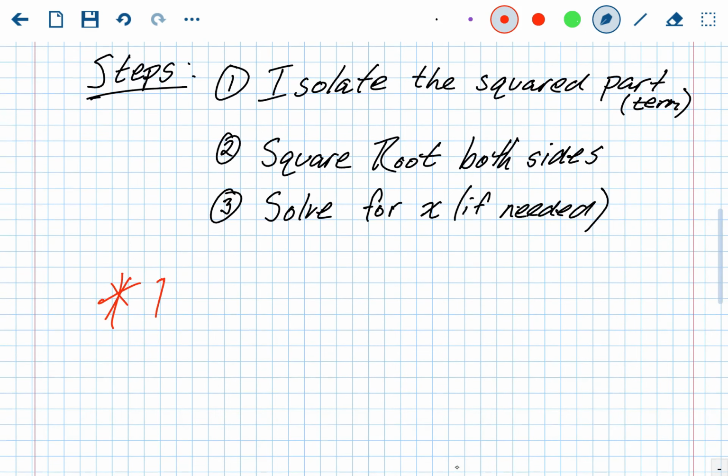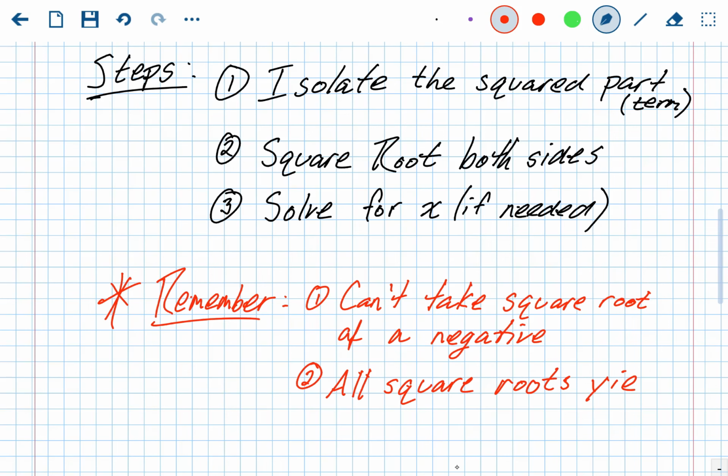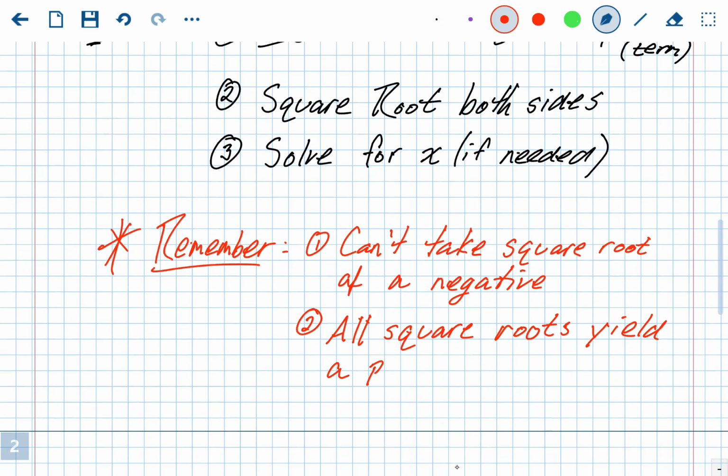There are some things to remember when you're dealing with square roots. Okay, there's 2 things you always have to remember. The first one is that you cannot take the square root of a negative because nothing times itself is going to give you a negative answer. So you can never have a negative number under your square root. It's going to be no solution. And the second is remember that all square roots give you 2 answers. All square roots yield a positive answer and a negative answer. So the square root of 100 is positive 10 and it's also negative 10. So you're going to have 2 answers, which is, again, typical of quadratic equations.